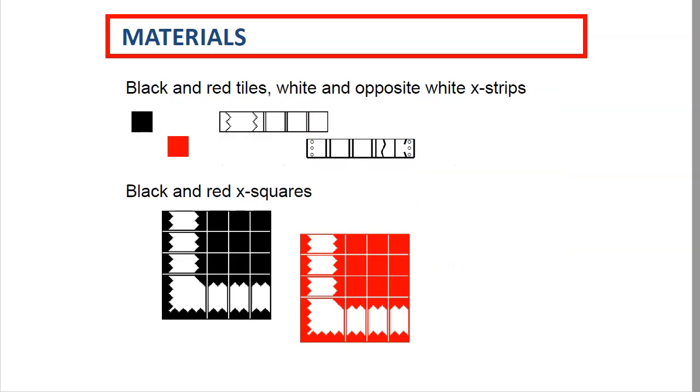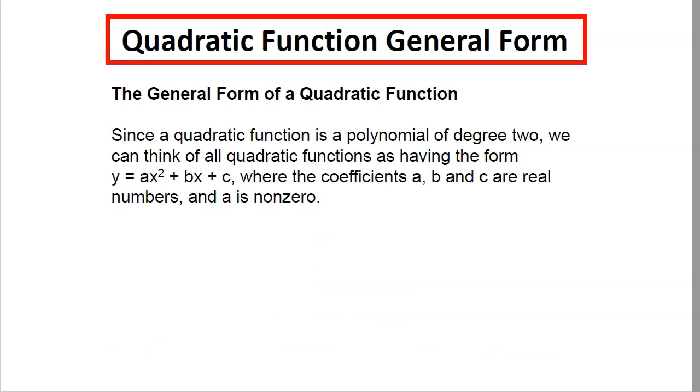We'll use our full set of algebra pieces: black and red tiles, white and opposite white x strips, and black and red x squares. Since a quadratic function is a polynomial of degree 2, we can think of all quadratic functions as having the form y equals ax squared plus bx plus c, where the coefficients a, b, and c are real numbers and a is non-zero.